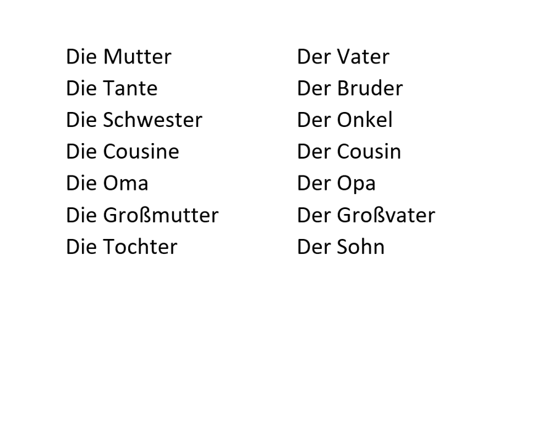You can see I've added something. We have die Mutter, die Tante, die Schwester, die Cousine, die Oma, die Großmutter, die Tochter. Or, on the other side, der Vater, der Bruder, der Onkel, der Cousin, der Opa, der Großvater, der Sohn. So if we look at that, we see it's still lined up by gender, and on the left side it's always die, and you've probably heard die a bunch of other times in class.